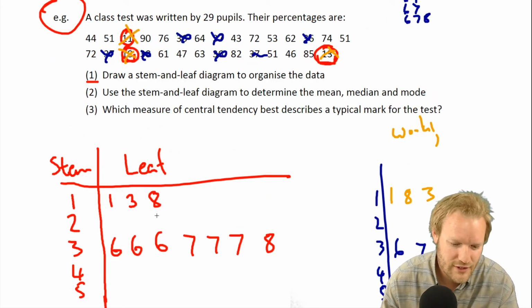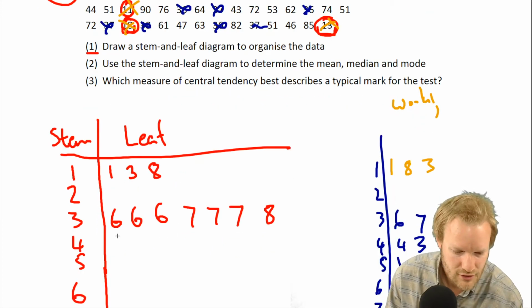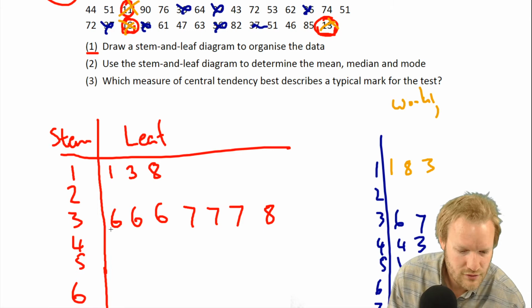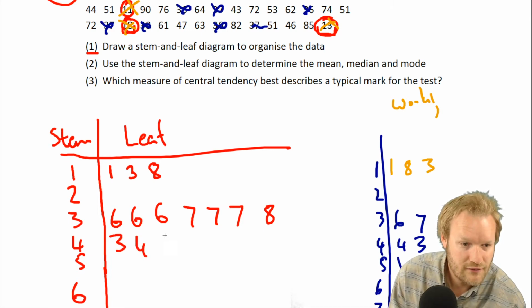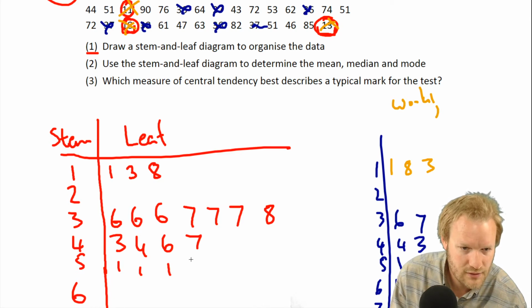So let's fill the rest of this in, and I'm going to do it quickly from the version I've got here. So 43, 4, 6, 7. 3, 4, 6, 7. 1, 1, 1, 3. 1, 2, 3, 4.